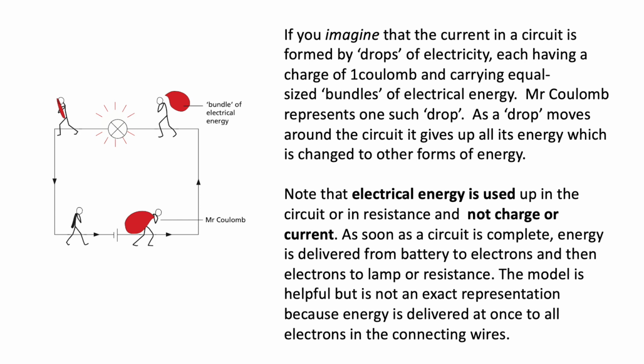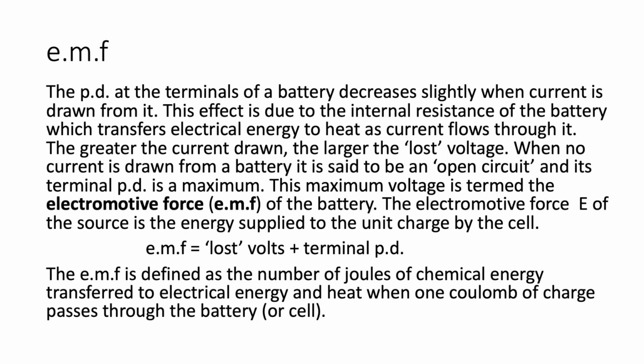So, if the voltage or potential of the cell is very high, it can give more energy to the electrons. e.m.f, electromotive force. The potential difference at the terminals of a battery decreases slightly when current is drawn from it. This effect is due to the internal resistance of the battery, which transfers electrical energy to heat as current flows through it. The greater the current drawn, the larger the lost voltage.